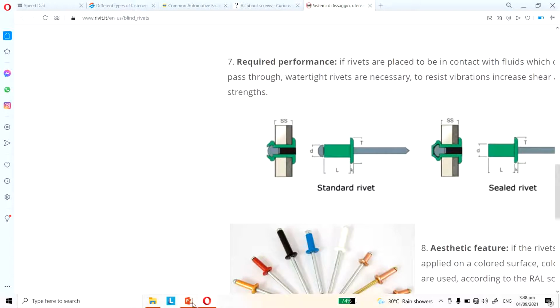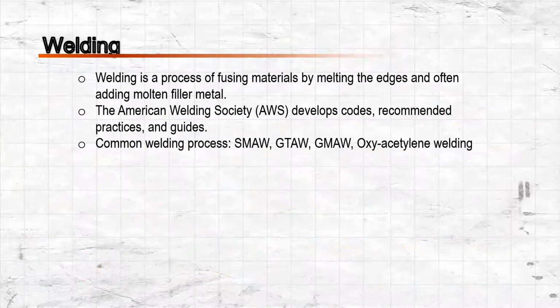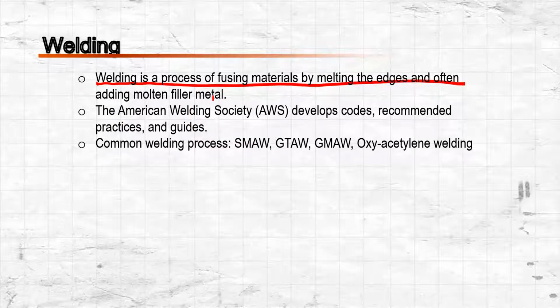All right, so going back to our slides, the next joining process that we'll talk about is the welding process. Welding is a process of fusing materials by melting the edges and often adding molten filler metal. So it's a joining process. It's actually a permanent joint.